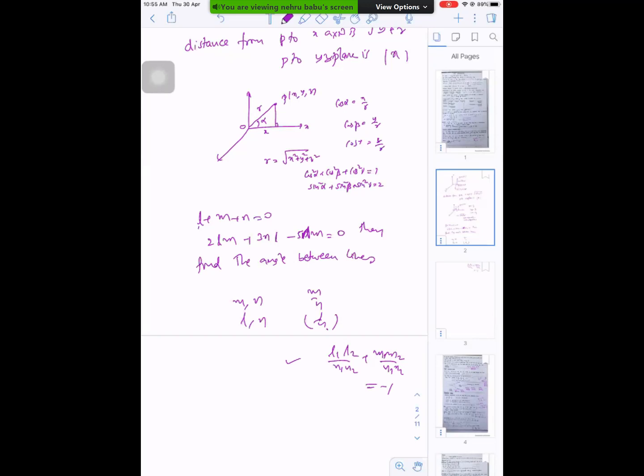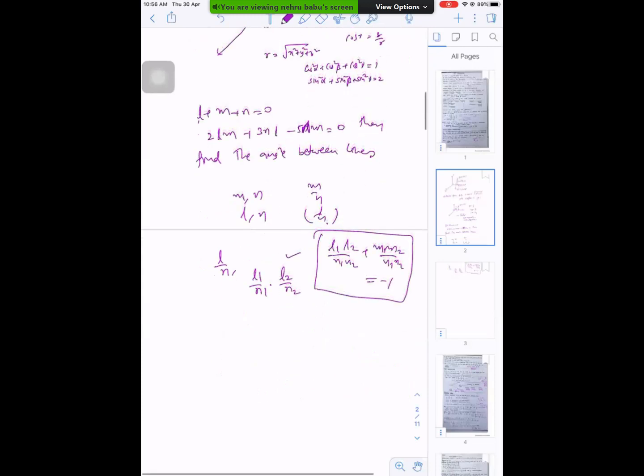Okay, so here how you are getting L1 L2 by N1 N2 is, when you get a quadratic equation in L by N, we will get two roots. We will assume the two roots are L1 by N1 and L2 by N2. So we will get this result if they are perpendicular. If they are not perpendicular, our calculations are also easy. Solve for L, N and L, M, N, all these values.